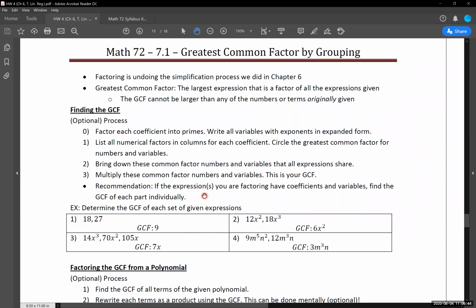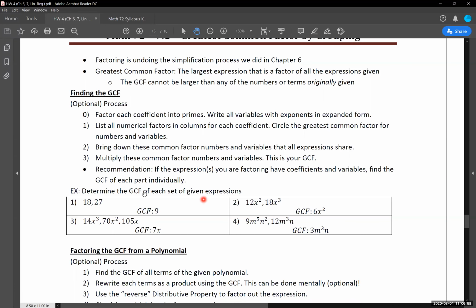My recommendation, if the expression or expressions that you are factoring have coefficients and variables, find the greatest common factor of each part individually. So again, as I'm going to try and emphasize to you guys with this section, as I've done with previous ones, and I will continue doing with future ones, solve these things in parts.